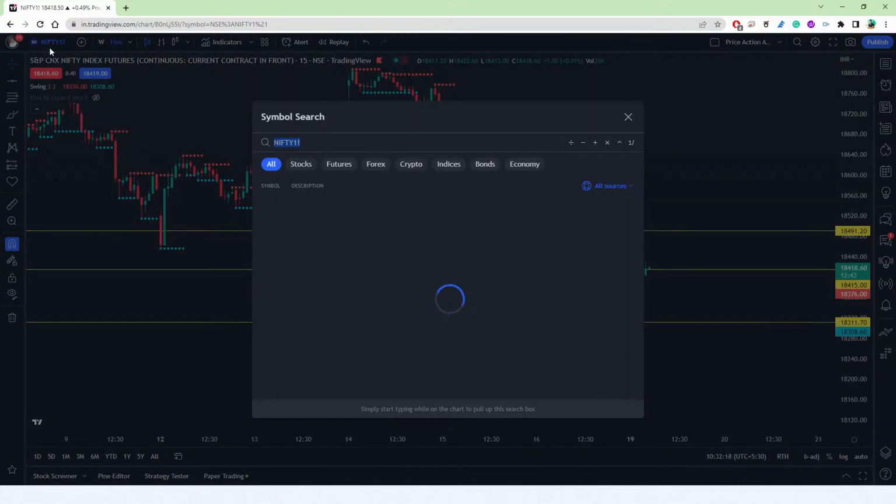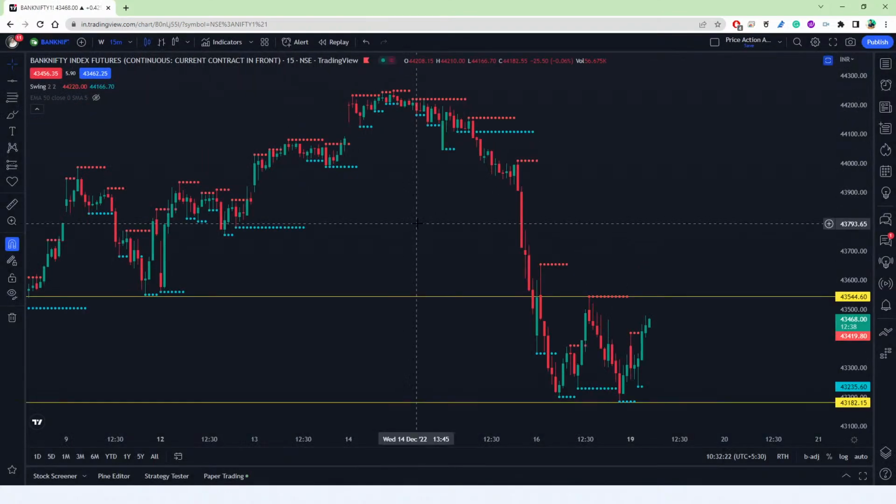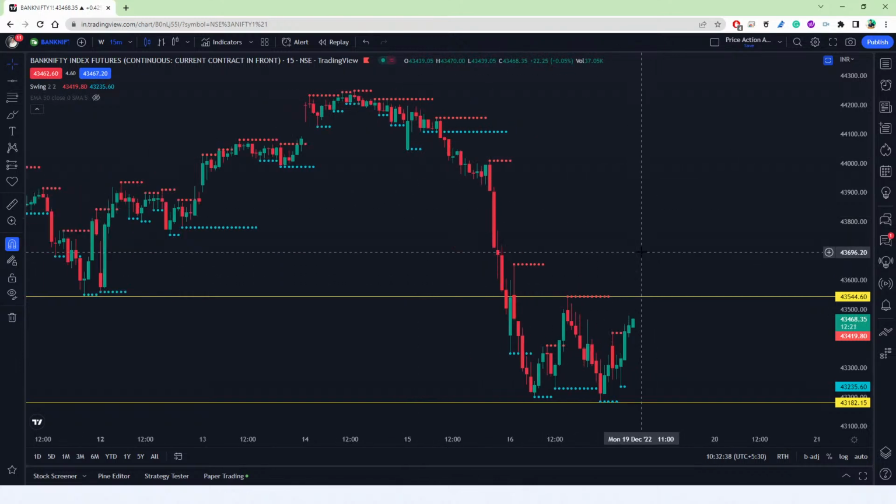Let's look into the Bank Nifty chart. Yes, the absorption indicator and the demand and supply indicator, whatever information I'm showing, are basically indicators and tools that are already included in the Bookmap India version.